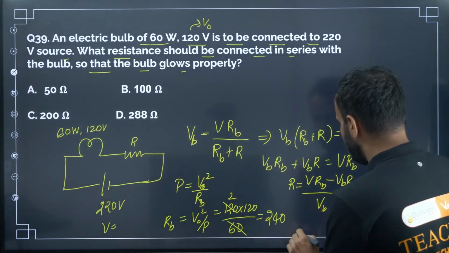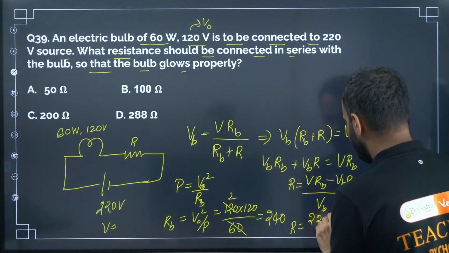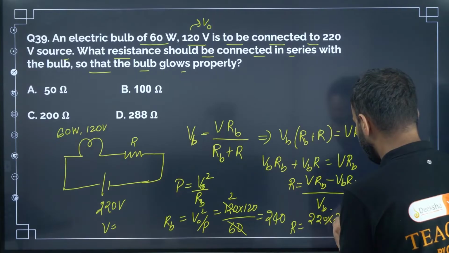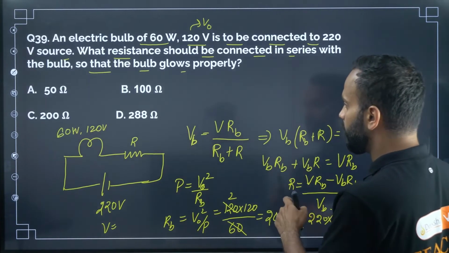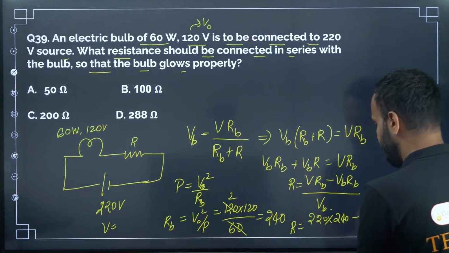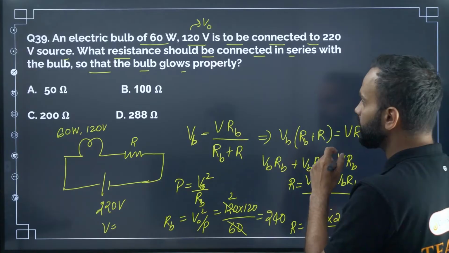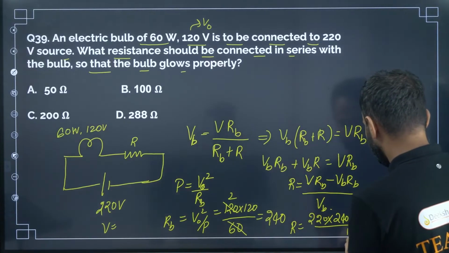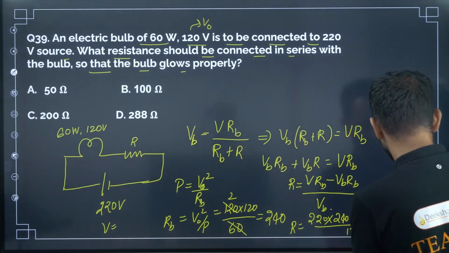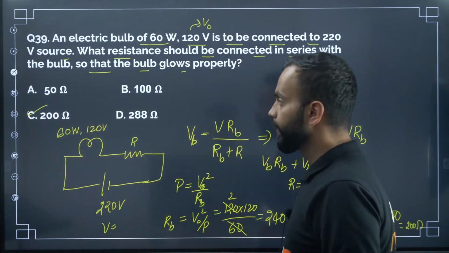So now substitute the values. Okay, R equal to V is 220 into RB is 240 minus VB is here 120 into RB is 240 divided by VB is here 120. So now solve this, you will get 200 ohm. So the correct option is C.